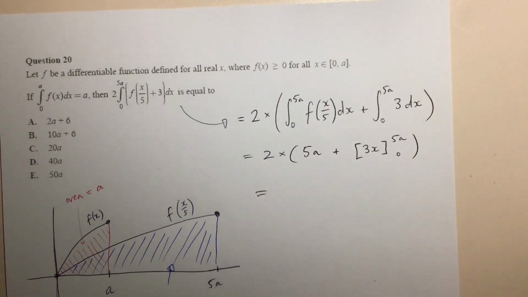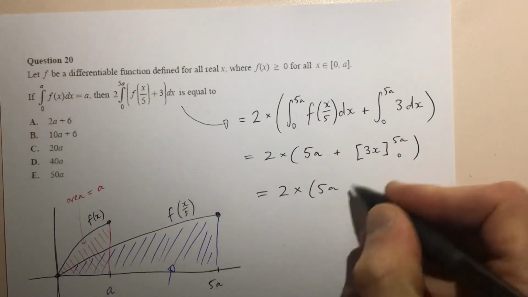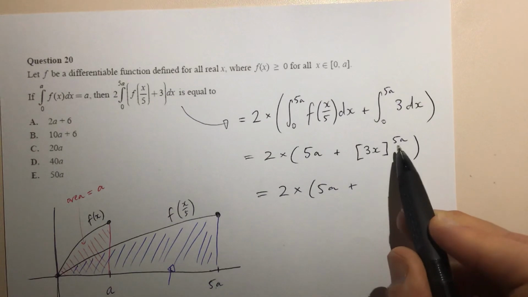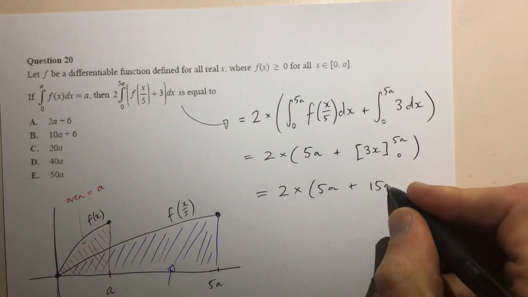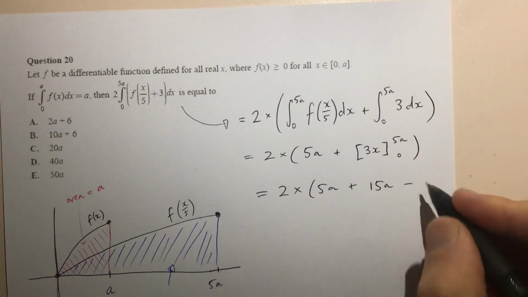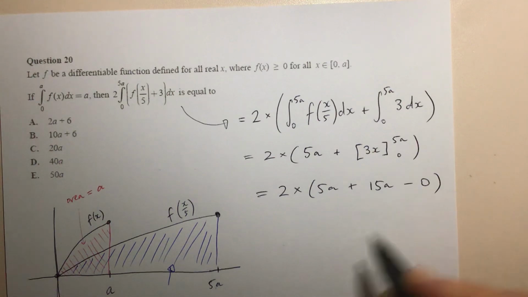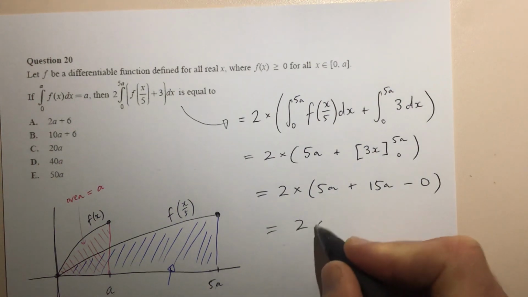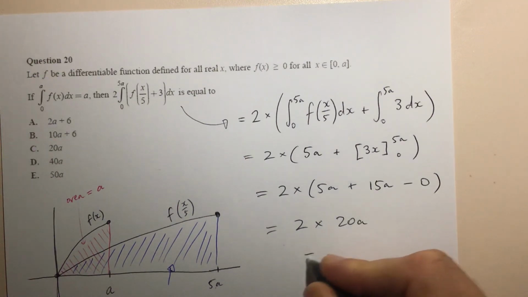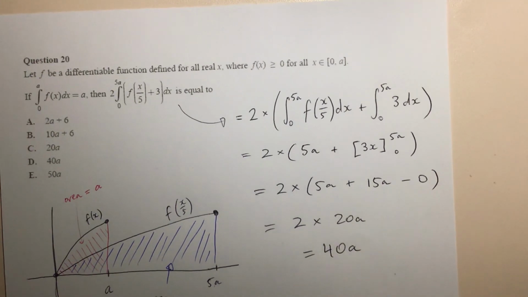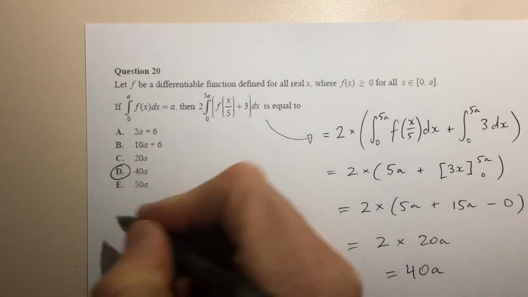So we have 2 times 5a plus, when we sub in 5a in place of x here, we get 3 times 5a, which is 15a. When we sub in x equals 0, we get 0, so that's just evaluating the definite integral. We get 15a take away 0. After all that, we've got 2 times 5a plus 15a, which gives us a total of 40a. Hopefully that's going to be one of our options, and yes, it is. It's option D. Whew.